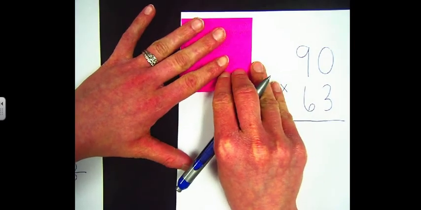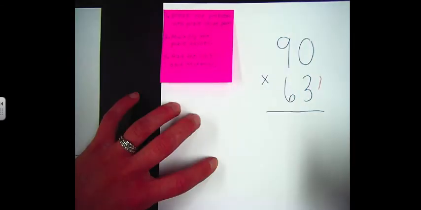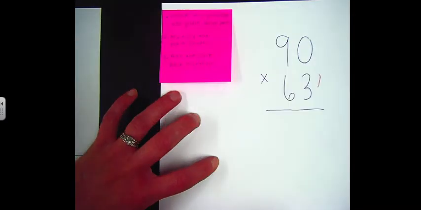All right. You're doing such a good job, Mrs. McPhail. Why don't you model this one too? Aw, thanks. It's such an honor. All right, here's another one, friends. 90 times 63. My first step is I'm going to break the problem into place value parts.